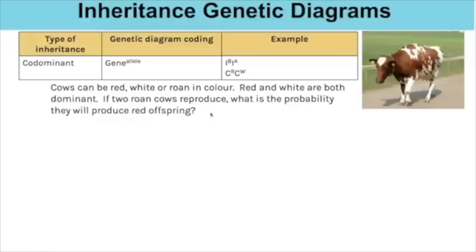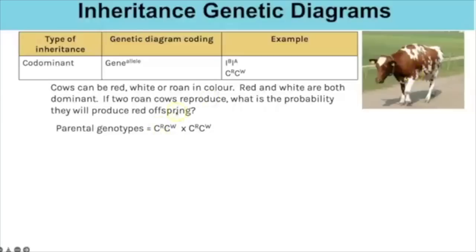Now if we have a look at a codominant example, cows can be red, white or roan in colour, and this is roan here where it's blotchy with both colours expressed. And in this example we have two roan cows reproducing, and they want to know what's the probability they'll produce red offspring. So two roan cows, because this is codominance, both the red and the white are dominant. That's how it's possible to get roan where they're both expressed.